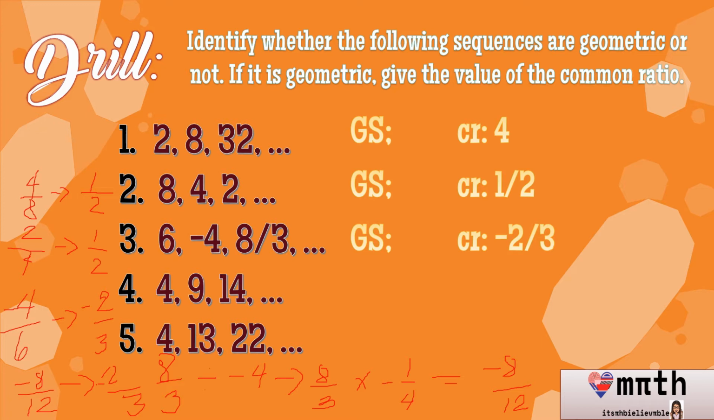In number 4, we have 4, 9, 14. 9 divided by 4 is around 2 point something, while 14 divided by 9 is about 1 point something. Based on that, we can say that there is no common ratio. Therefore, this is not a geometric sequence. And for number 5, 13 divided by 4 is 3 point something. Then, 22 divided by 13 is 1 point something. Therefore, no common ratio. This is also not a geometric sequence.